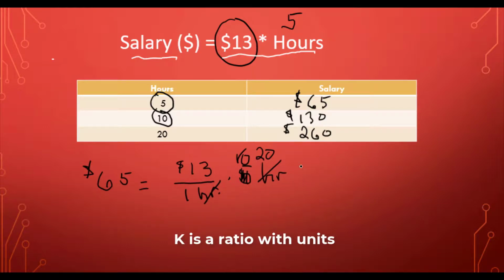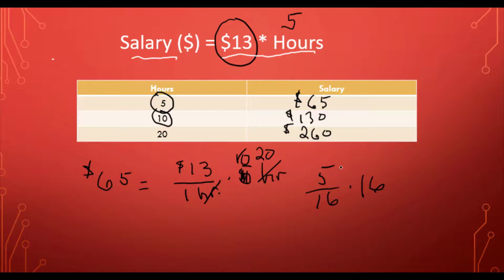This comes from fractions, and I'm just going to do one fraction to show you. So let's go 5 over 16 times 16. So the units, hours and dollars, are behaving in the same way that this would behave. Hopefully you know the answer to this is just simply 5 because the 16s cancel.